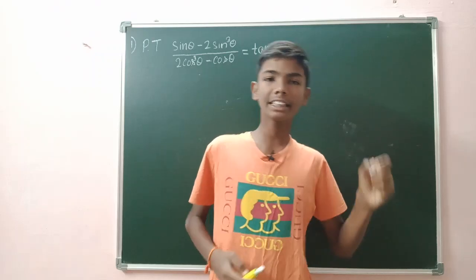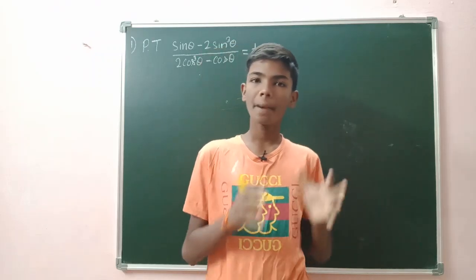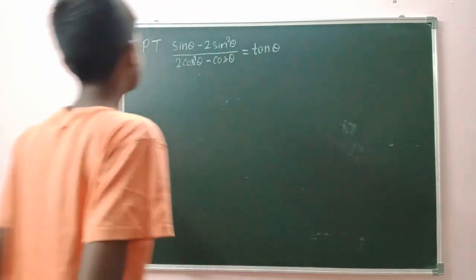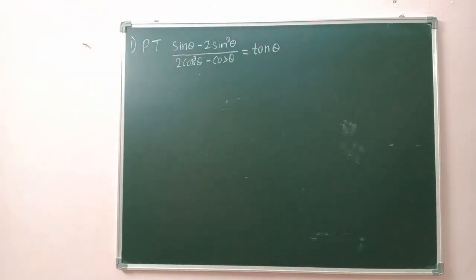We're going to solve your 10 CBSE mathematics board practice problems. So let's start to solve, guys. The first question is, prove that (sin theta minus 2 sin cube theta) by (2 cos cube theta minus cos theta) is equal to tan theta.